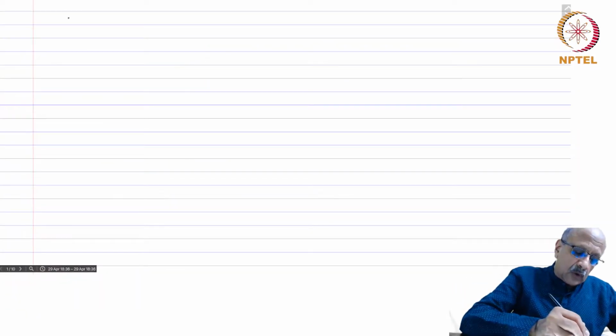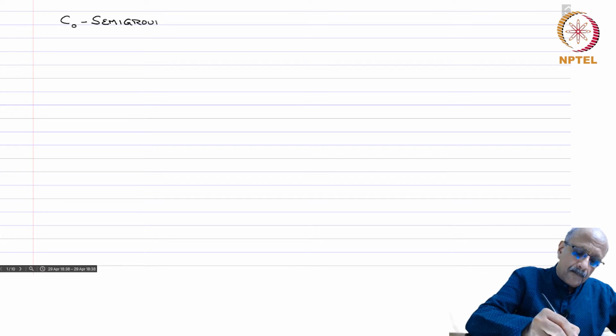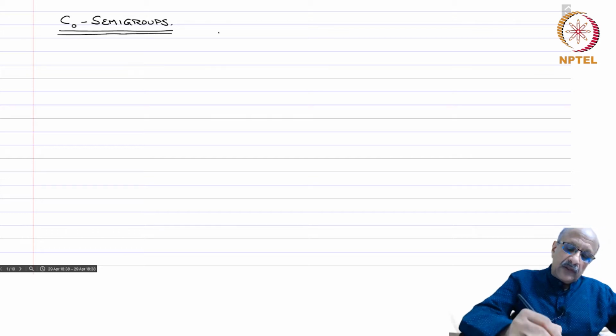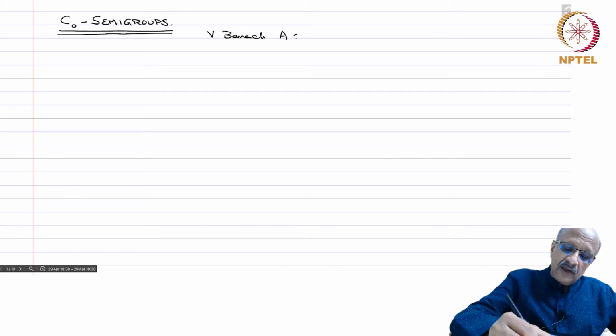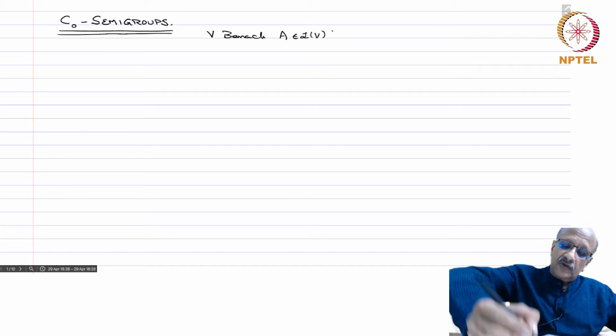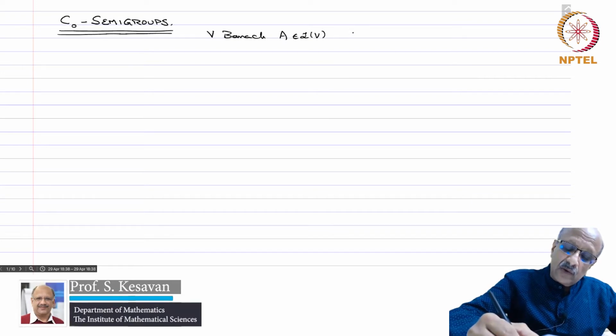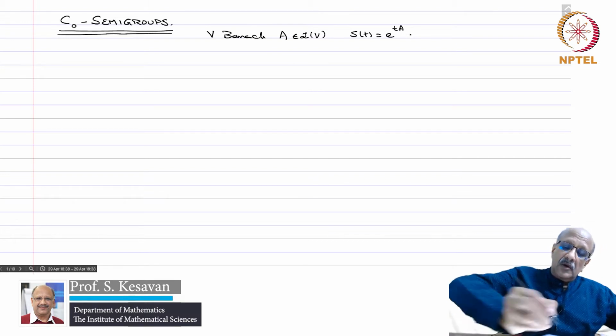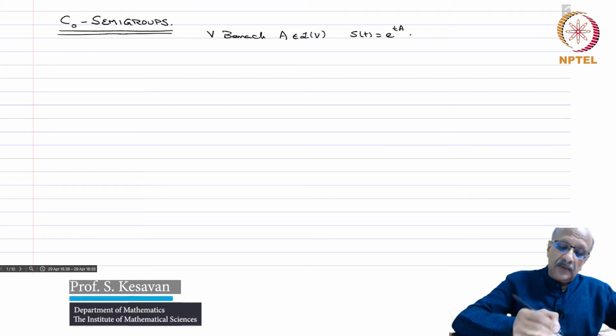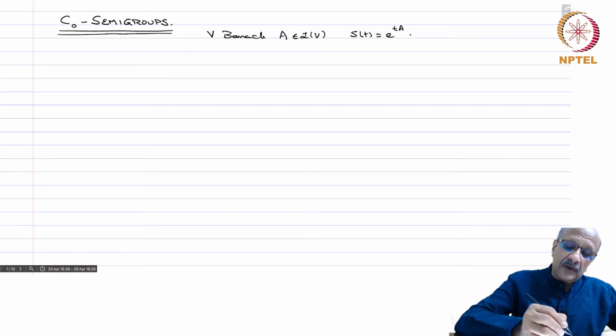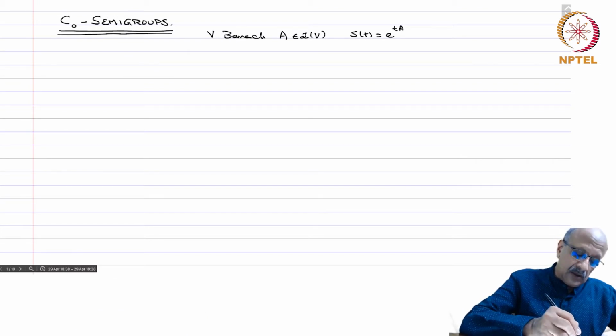So we will now talk about the core objects of this chapter, namely C0 semigroups. So we were looking at V Banach, A in L(V), a bounded linear operator, continuous linear operator, and then we were looking at S(t) equals e^{tA}, which is a group of operators. So now we want to imitate the properties of this in an abstract sense.